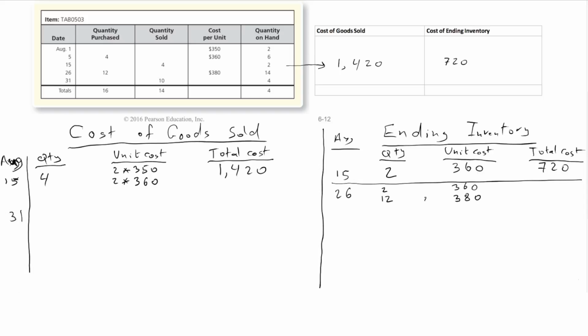Okay, so multiply the quantity by the unit cost, and then add them up. So at the end of August 26, your total cost of ending inventory will be $5,280.